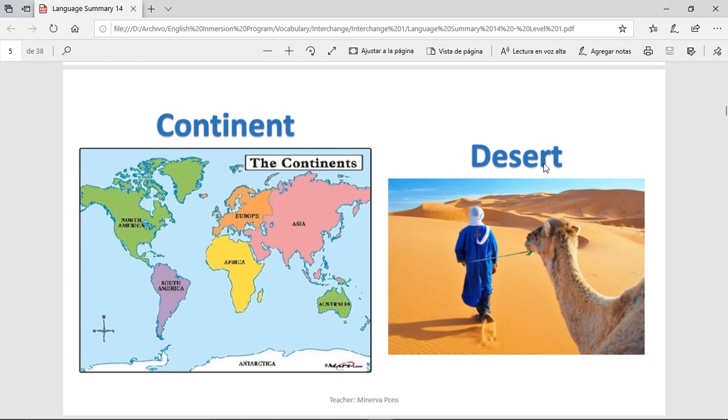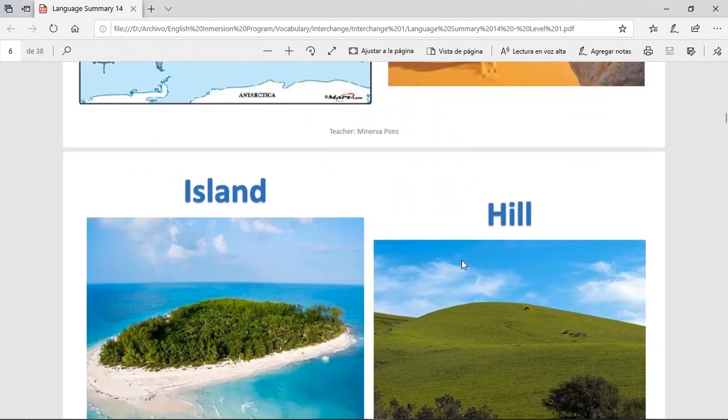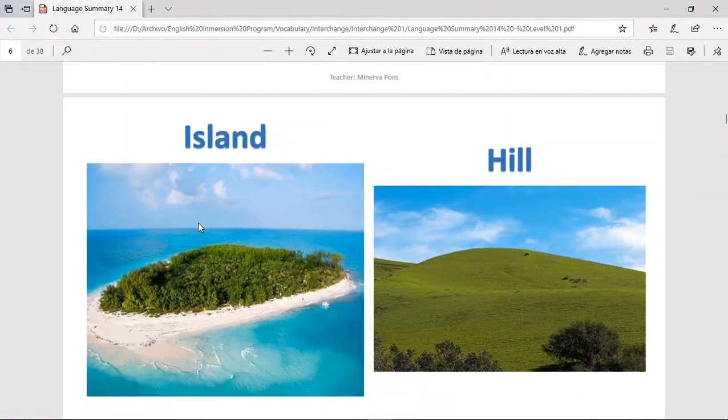We have the desert. Not to be confused, as I said in the previous video, with dessert. Dessert is the one that you eat, and the desert is this, that is really hot. We have a camel here, and we have a lot of sand. An island. An island is a portion of land surrounded by water. For example, Dominican Republic is an island.